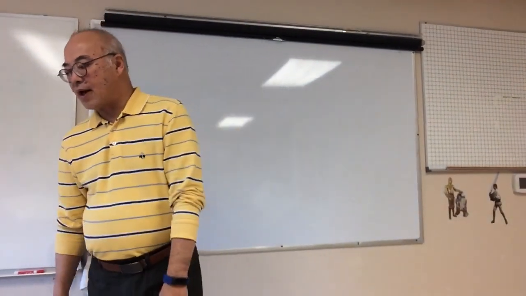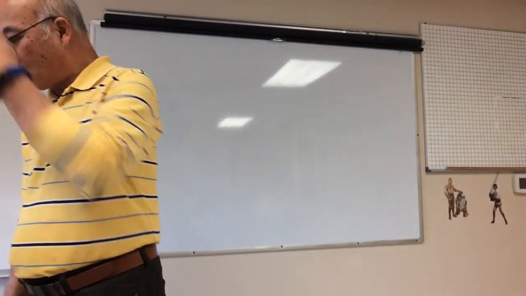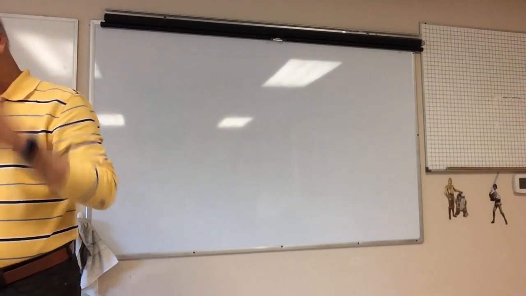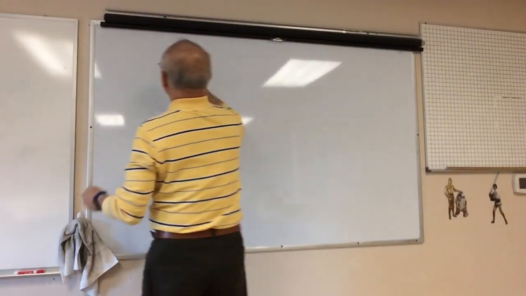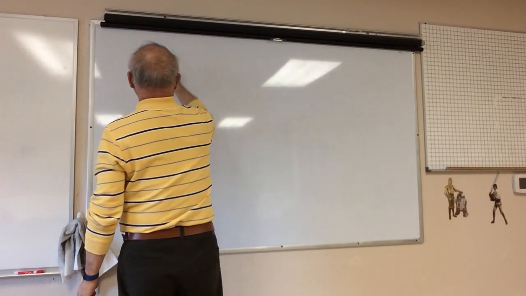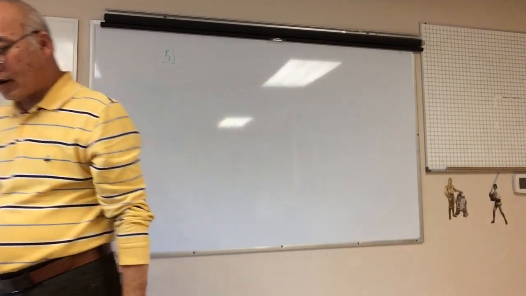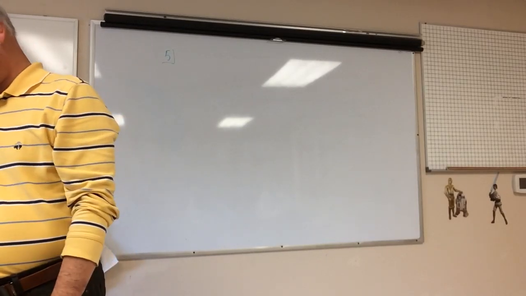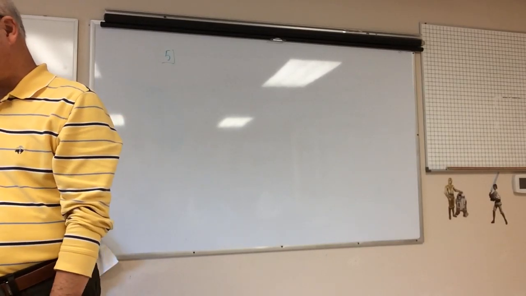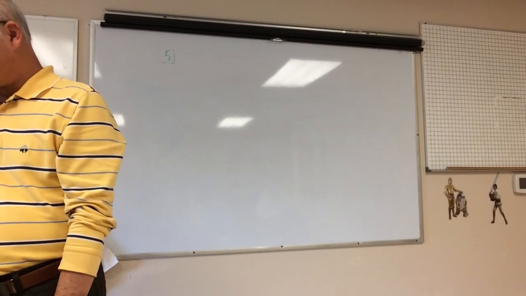Today we're going to start off by going over Crocodile number 5. We're on Crocodile number 5. A water tank is in the shape of a hemisphere, meaning half of a sphere, as shown in the diagram below.